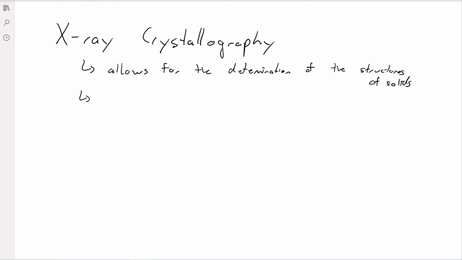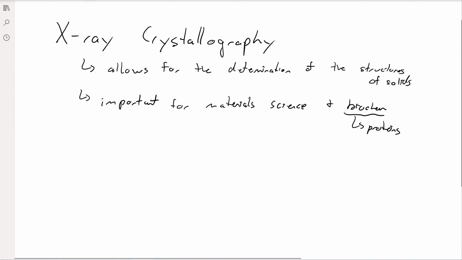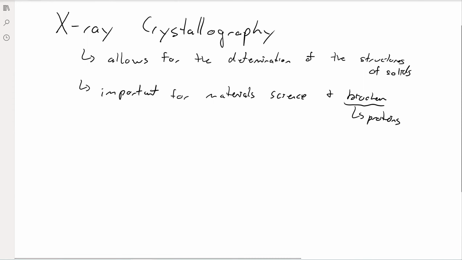And this is more important for material science, right? When you're thinking about just regular solids, but it's also important for biochemistry and biological applications. This is how the structure of a lot of proteins are found. You grow a little crystal made out of many proteins, and then you analyze that crystal by shooting X-rays at it.